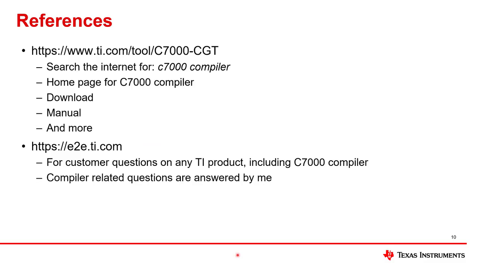I want to close this video with two references. The first one we just saw. We saw how to search the internet for C7000 compiler. That'll take you to this link. That's the home page for the C7000 compiler. And you've seen that's where you can download it, of course, access the manuals and more details like that.